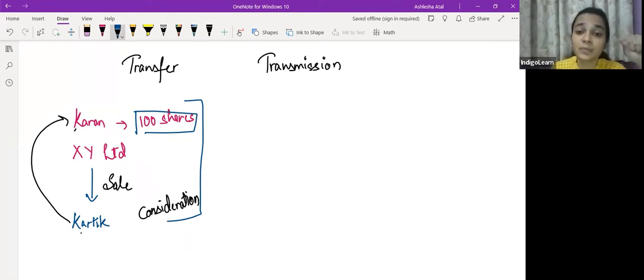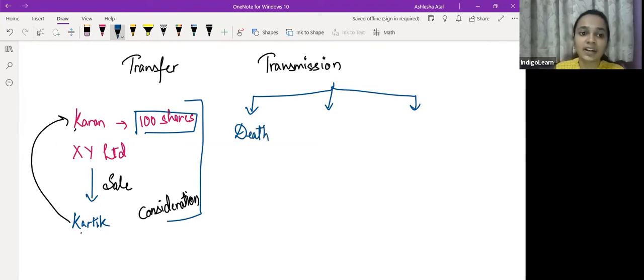But when we talk about transmission, transmission happens in 3 situations. When we talk of transmission, transmission happens in 3 cases. First is in case of death of a person. Say Karan has 100 shares of XY Limited, and now Karan has died. Now on Karan's death, to whom will these shares go? These shares will go to Karan's legal heirs or his nominee.